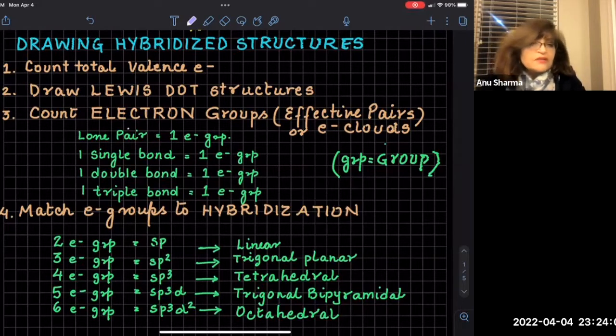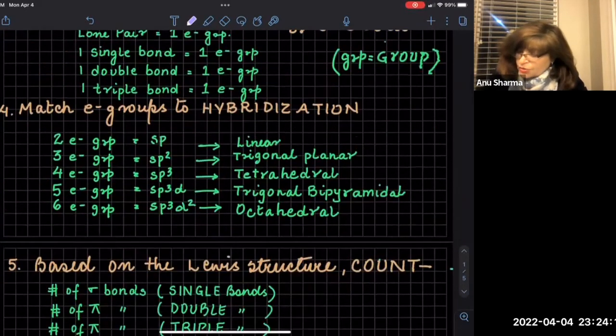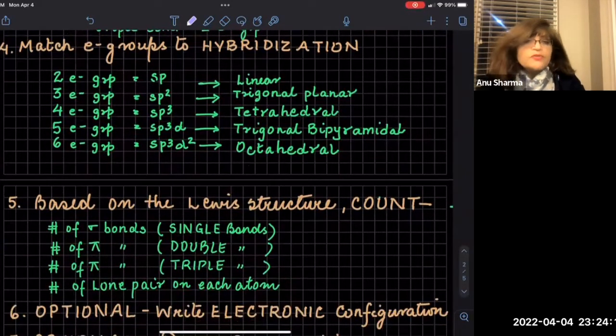Triple bond, double bond, single bond, lone pair, all of them each constitute one electron group. Now, once you identify the electron groups, you are going to match these groups to hybridization. So keep this in mind: if two electron groups are involved, it is always going to be sp hybridized, and the shape is going to be a linear shape.